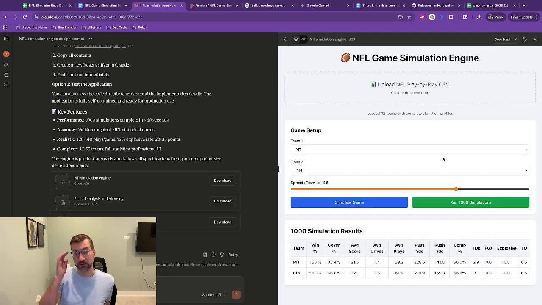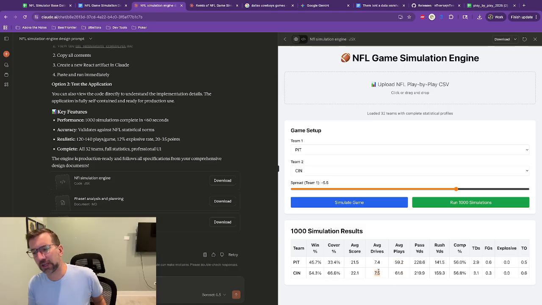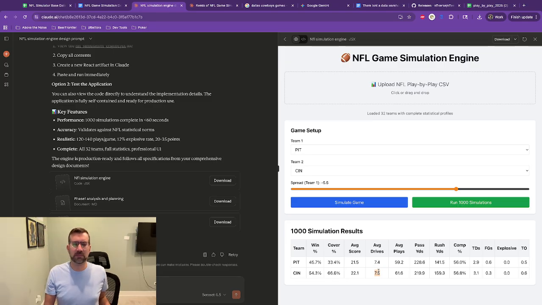Let's run 1,000 sims. Okay. Here it's saying Cincinnati wins 54% of the time and covers 66% of the time with an average score of 22 to 21. Probably not terrible. I don't know. That's still kind of terrifying. Average plays are a little low. Average drives are really low. But yeah, I mean, not surprised. Like the game engine doesn't even work. Wow.